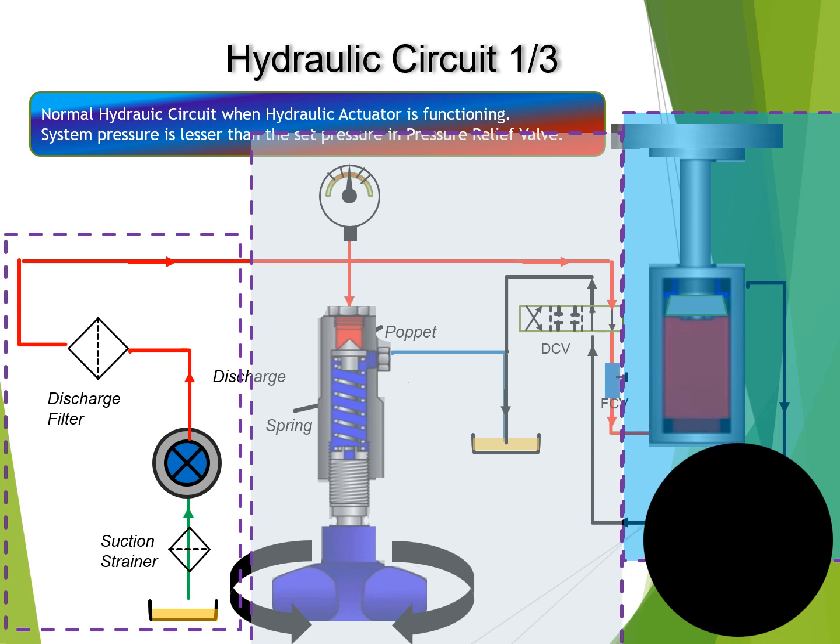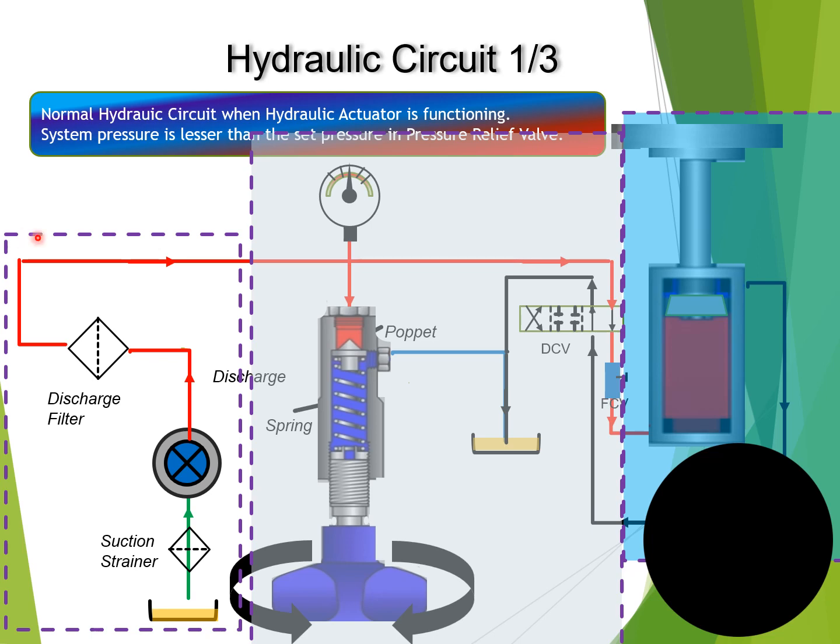Some of the components in the hydraulic circuits: sump or the reservoir where the hydraulic fluid is put, suction strainer, electrical motor and hydraulic pump, discharge filter, pressure gauge, pressure relief valve, directional control valve, flow control valve, and the hydraulic actuator. So functioning of the hydraulic circuit is divided into three parts. So let's go one by one.